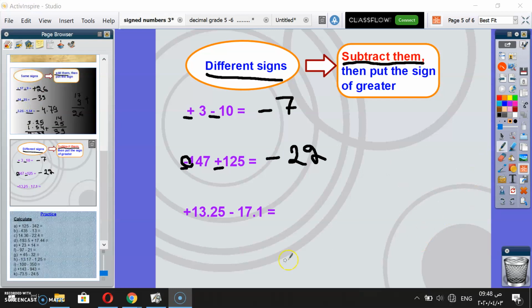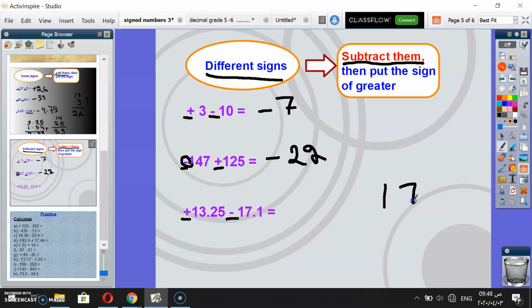Okay. The third example, plus 13.25 minus 17.1. The sign of 13.25 is positive and the sign of 17.1 is negative. So we have different signs. One is positive and the other is negative. So we should subtract them.